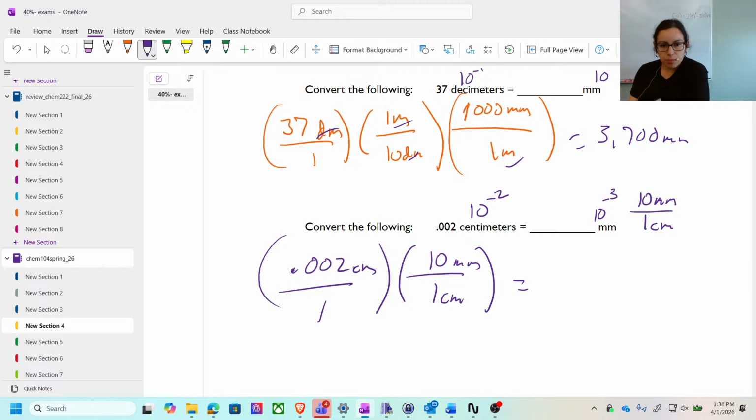And so then we can just move the decimal over. Did I go the wrong way on that? Oh, no. Yeah, so 0.02 millimeters. Sorry, I was saying meters for a second. I had a brain fart. So yeah, 0.02 millimeters there.